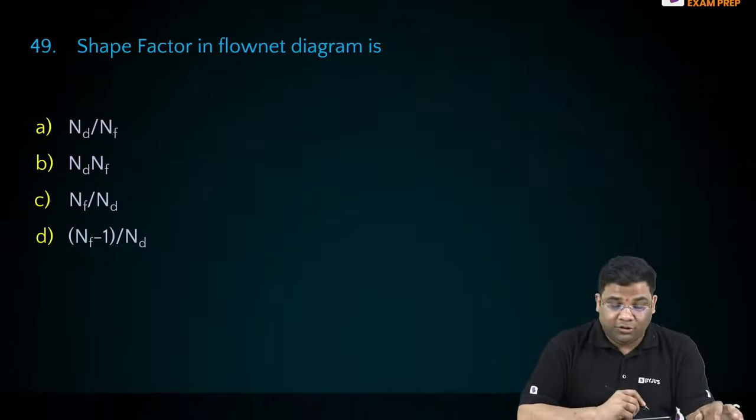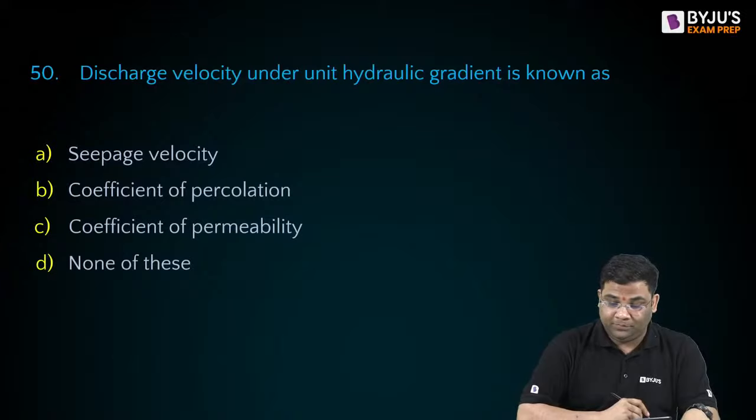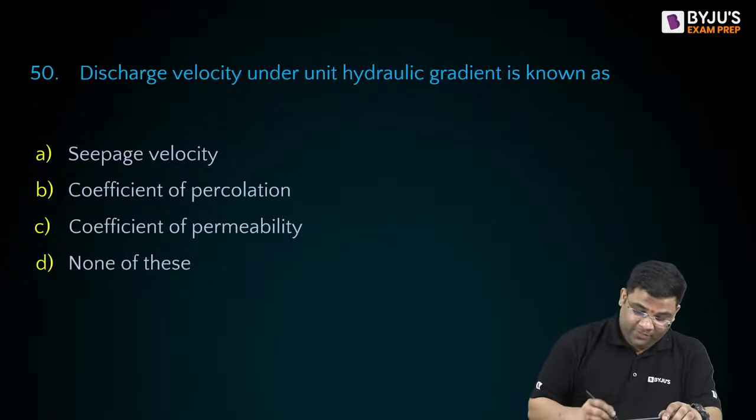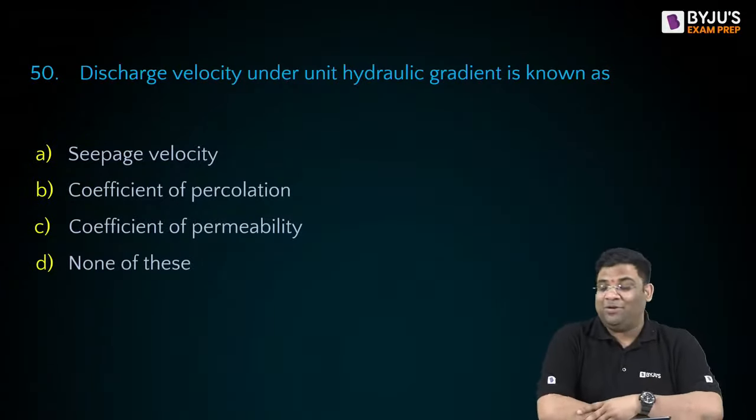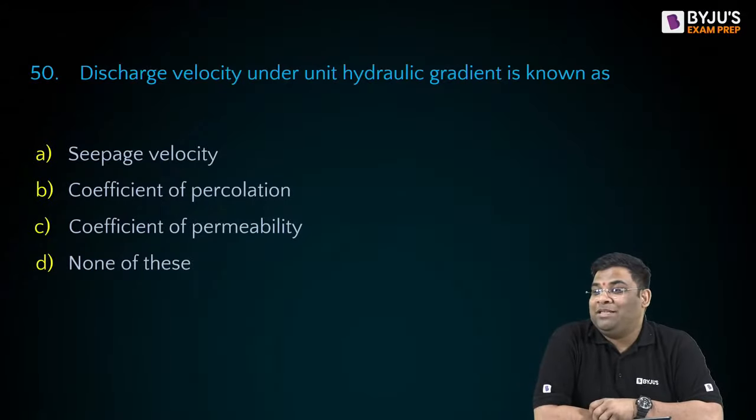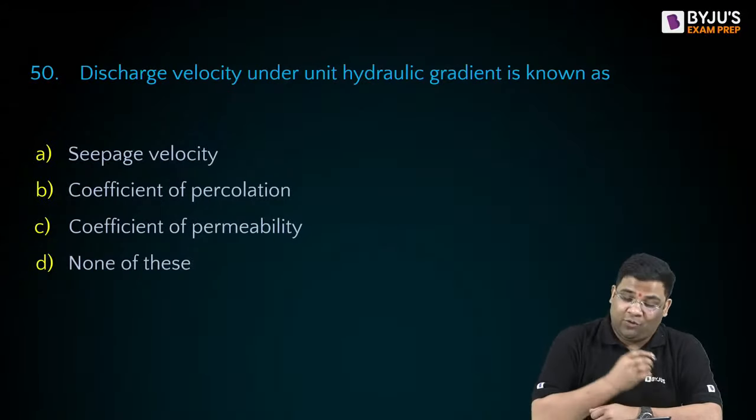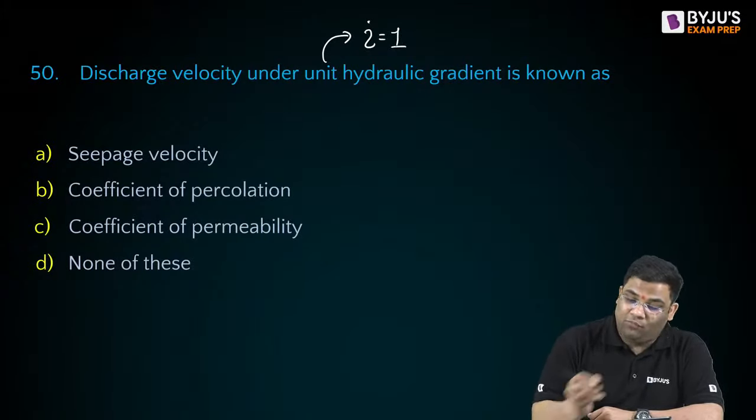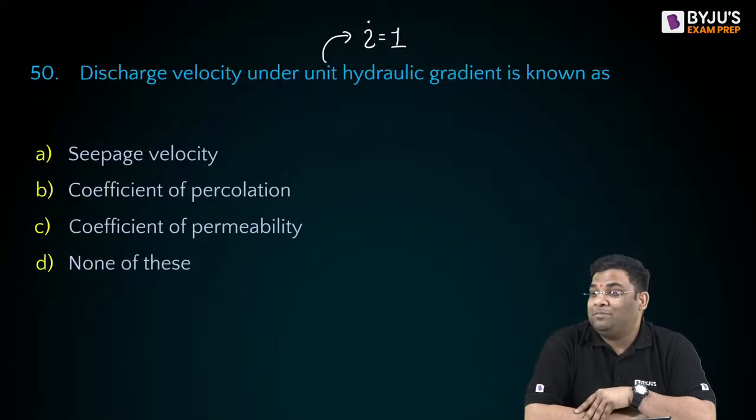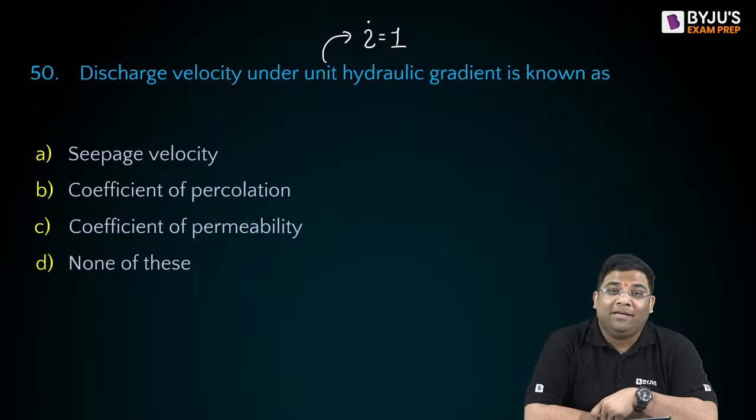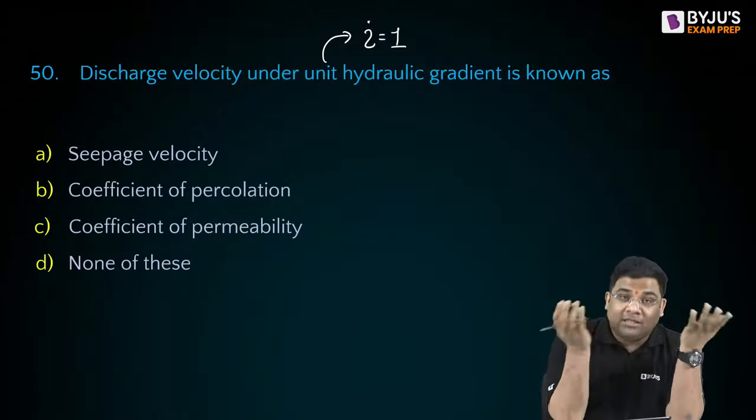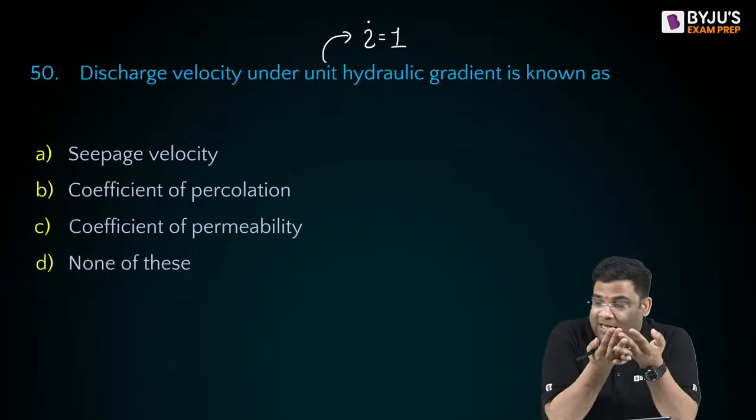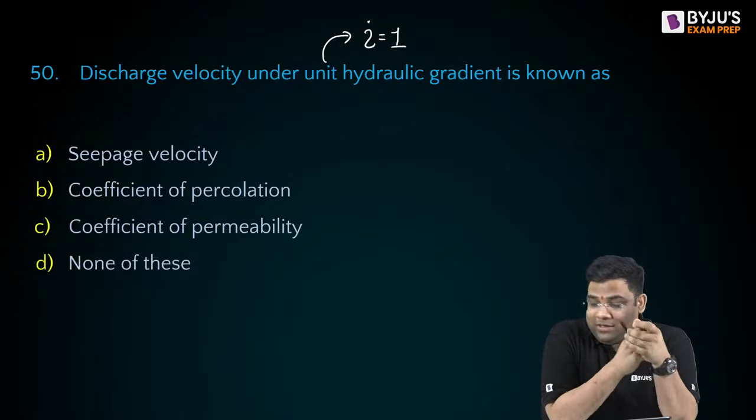Now coming to the last question. Very tricky question. Let us see who is able to answer this question. Discharge velocity under unit hydraulic gradient. Unit hydraulic gradient means what? I equal to 1 is known as what? Tell me. So 50 questions we were able to solve in 90 minutes, and we didn't only solve, we discussed also. We saw what different types of questions they can ask.